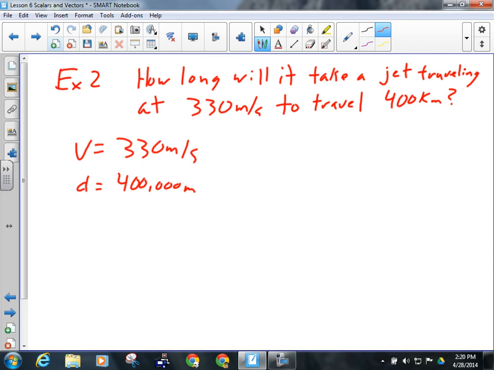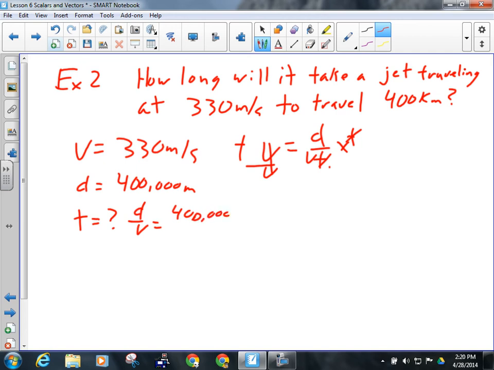Now, it's asking me how long is that going to take? Okay, so what am I asked to find here? Time, right? Anytime it's asking how long, we're looking for time. All right, so time equals, well, we got to figure that out. v equals d over t. I need time by itself and on the top of the equation. So I'll multiply both sides by t and then divide both sides by v, and I'm left with t equals d over v. So I plug in my numbers. 400,000 over 330 meters per second.